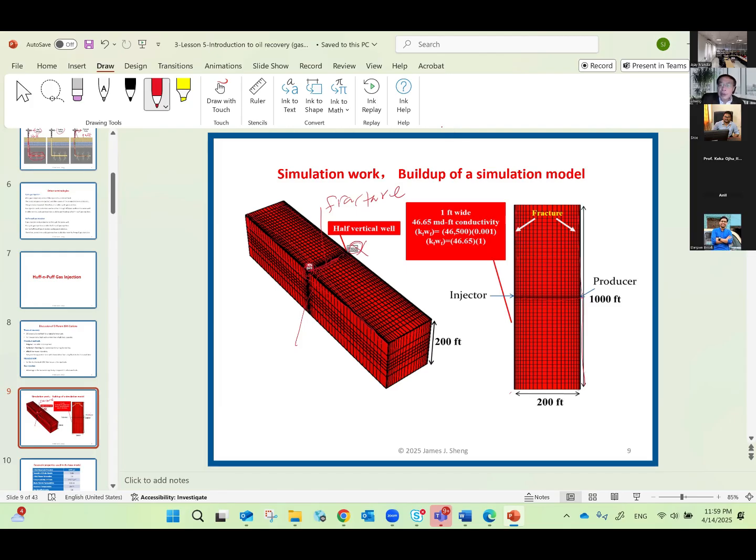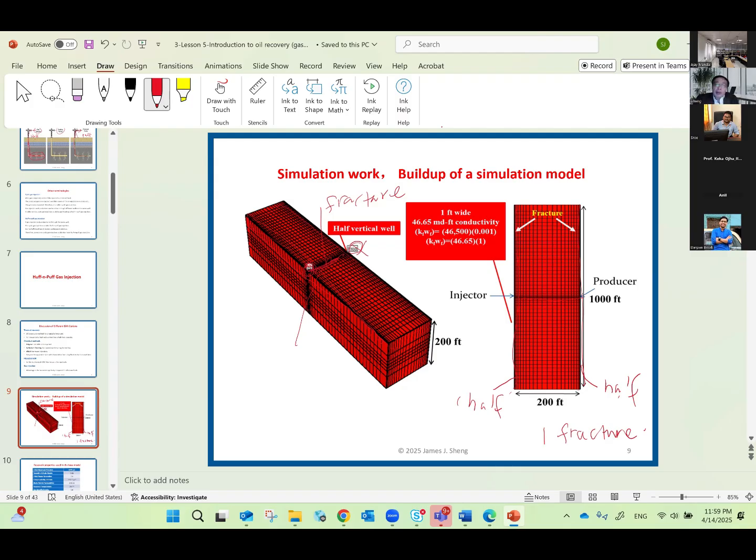These two fractures here. Now here, what is this one? It is a half fracture here. This is a half fracture. Now this is another half fracture. So add together in this model, actually we simulate one fracture. Okay? We simulate one fracture.